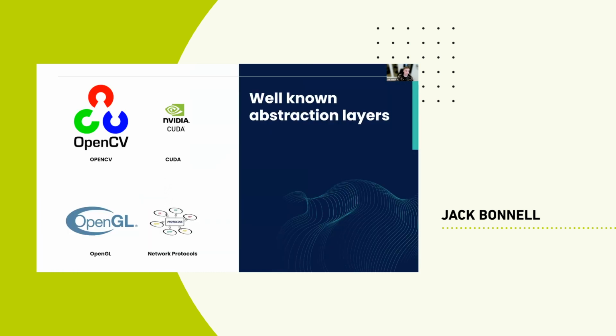So, some well-known abstraction layers. Obviously, an abstraction layer is a thought process on top of a library. It's not necessarily anything different to a library. It still is a library, but the way that you utilize it is different. It's a system, and it's how it projects across multiple areas. So you've got OpenCV, I'm sure most of you know OpenCV. You've got CUDA, which is a graphical library, OpenGL, which is an open source graphical library, and then network protocols.